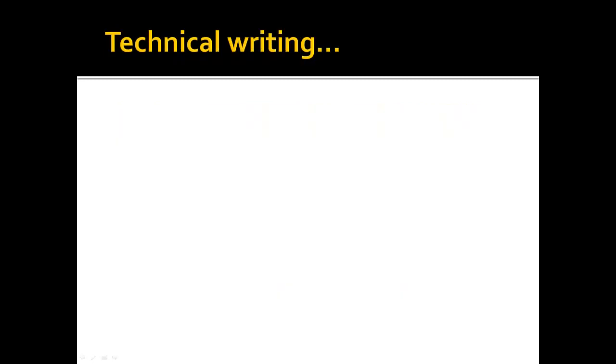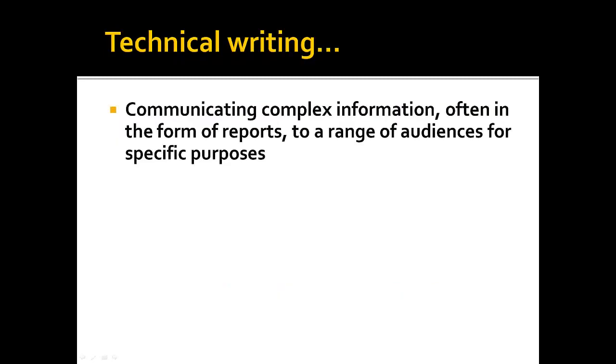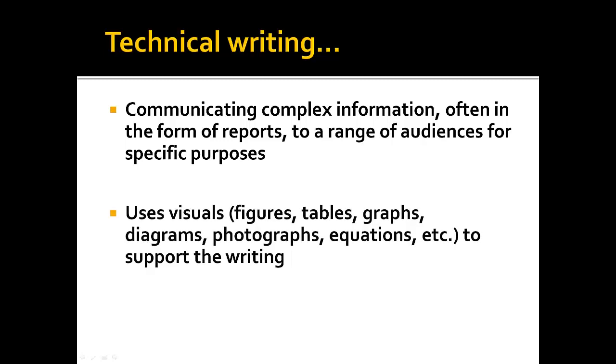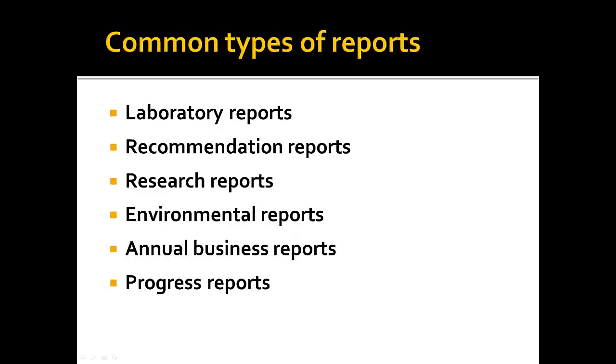So technical writing is all about communicating complex information, often in the form of reports, but not always, to a range of audiences for specific purposes, and that's the key of this course. It uses visuals, so figures, tables, graphs, diagrams, photographs, equations, etc., to support the writing, and there are many conventions, and we're going to be exploring some of those.